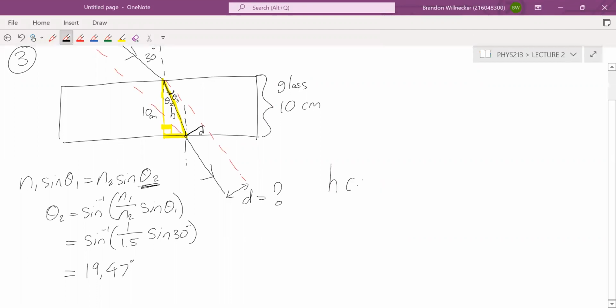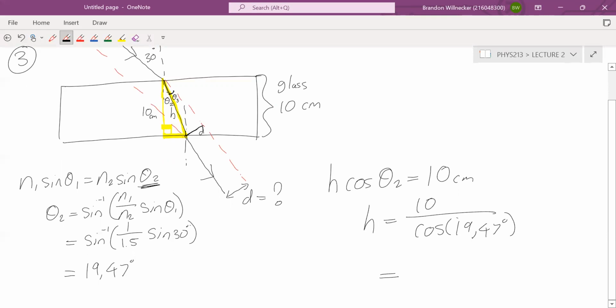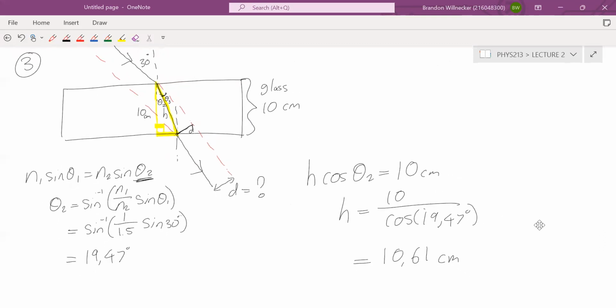Next, we can find the hypotenuse using that bit of trig that I explained. So h cos theta 2 is going to be 10 centimeters. Just a bit of triangle work there. So h is equal to 10 over cos of 19.47 degrees. Just put that in your calculator. We get 10.61 centimeters, which makes sense because the hypotenuse should be larger than the adjacent side. Not by much here, but it is bigger, so we can be sure that that's correct.